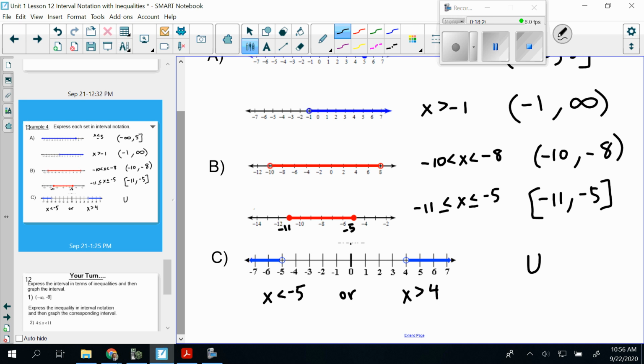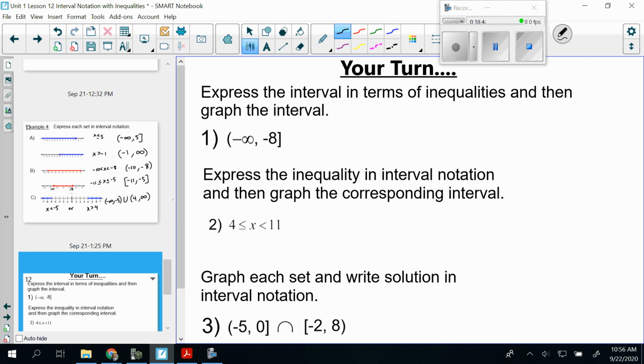So the first one, the smallest thing's -infinity to -5. We're not including it, so parenthesis. Union with the group of numbers from 4 to infinity, not including 4. So that would be how we'd write that one in interval notation. All right, your turn. Try these ones out, and then you can check when you're done.